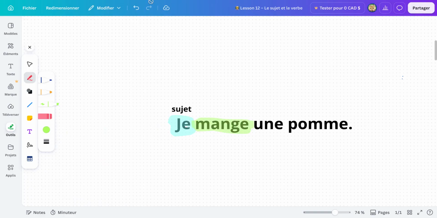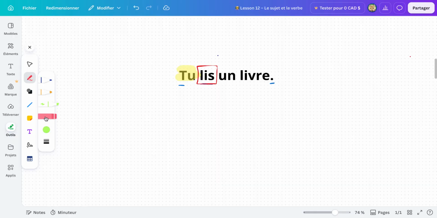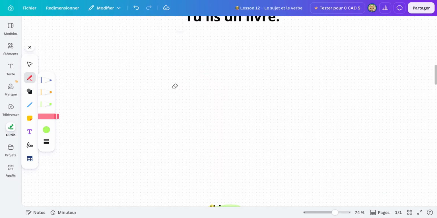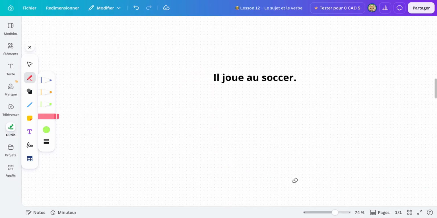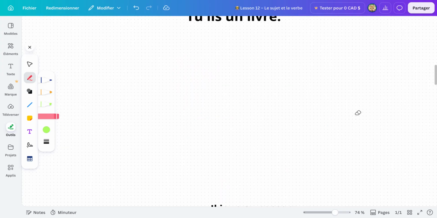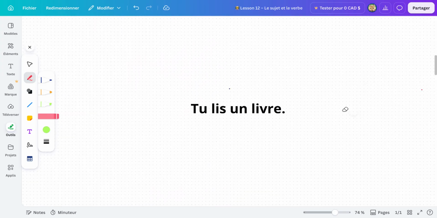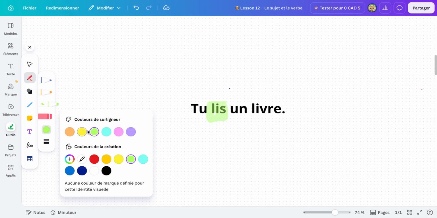Now let's go to the second sentence here. Let me just erase this. So, tu lis un livre. So the verb here is lire, like lis, but it's the verb lire. And the subject is tu.